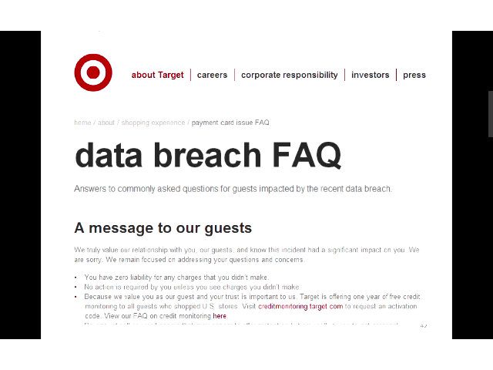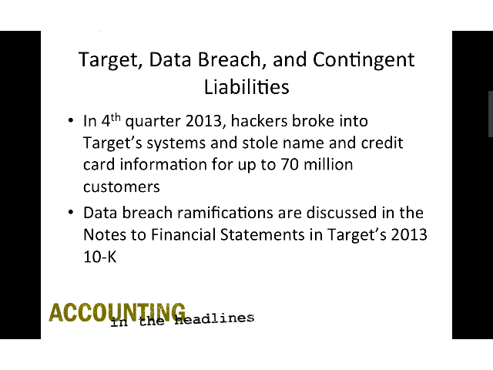Target had a data breach. It was the first of the really big ones, but we've seen big ones happen since then. This happened in the fourth quarter of 2013. Hackers broke into Target's point of sale terminals and captured credit card information as people bought things. So when you look at the 10-K for Target for 2013, you see a note for contingent liabilities, and they talk about the data breach. This is a big deal to them. This is a big deal to a lot of people.